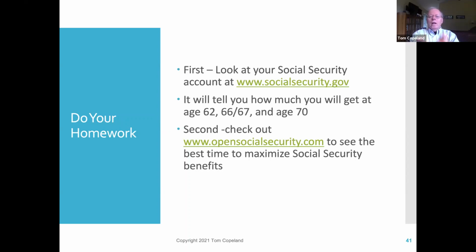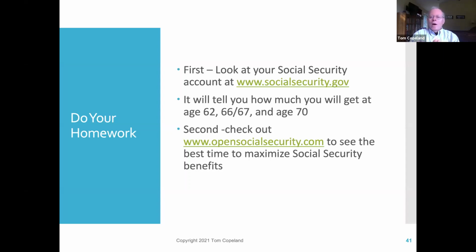Next, you want to go to this website, opensocialsecurity.com. It's a free online calculator. You'll put in your age, how much Social Security will say that you'll get at your full retirement age, and it'll tell you the best month and year you and your spouse should start claiming Social Security.